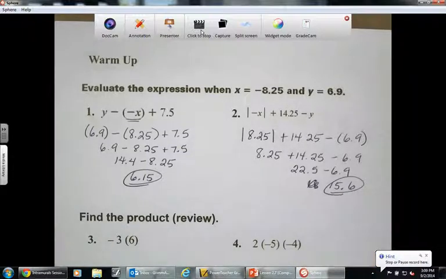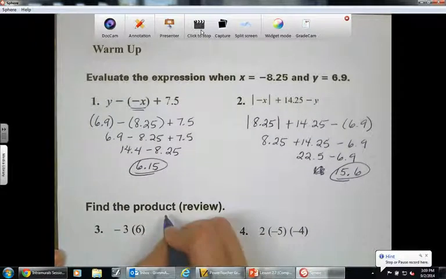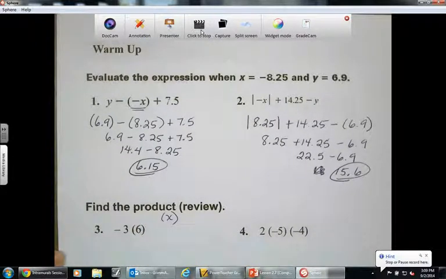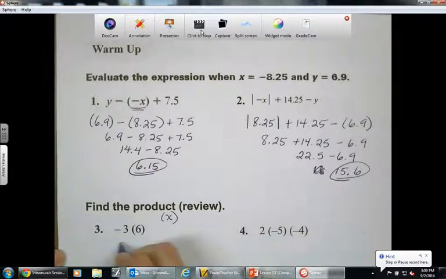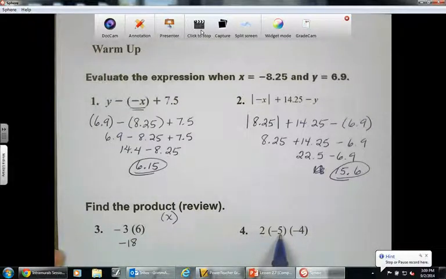Okay, then the next 2 are review, because that's what we're going to go into today. So these are the 7th grade objectives right here, and we're going to be finding the product, which is a fancy way of saying multiplication here. So I'm going to take negative times a positive. A negative times a positive is always a negative, so negative 18. And number 4, if I have 3 of them, is take 2 times 5, which is 10, times 4 is 40, and then negative times a negative is always a positive.